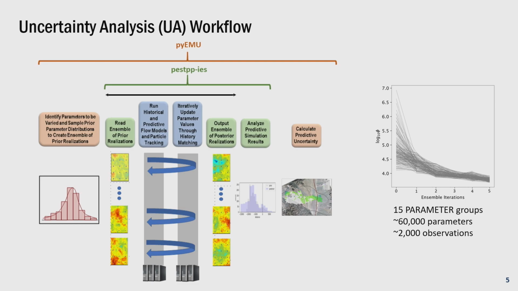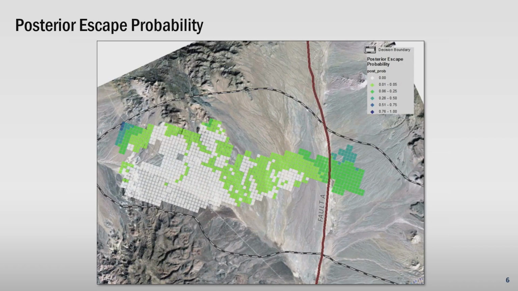For this particular problem, we work with 15 parameter groups, around 60,000 parameters, and around 2,000 observations, in a similar setting as shown in the previous presentations. So what we obtain from this is a map of posterior escape probability, which I'm showing here on this side. It is the escape probability of particles that define the state of some mine workings. The color reflects the probability of these particles to escape the decision boundary. And as you can see, the probability is rather low, at the level of 0.5.